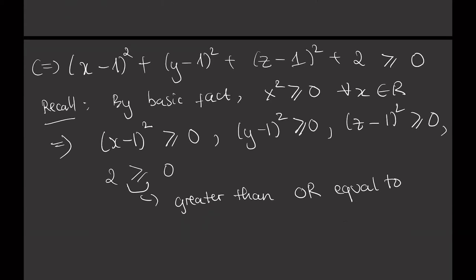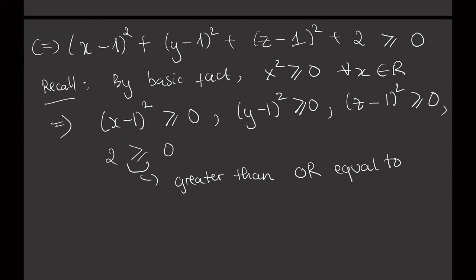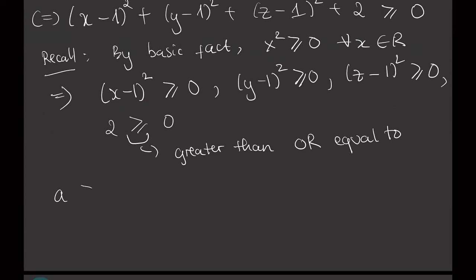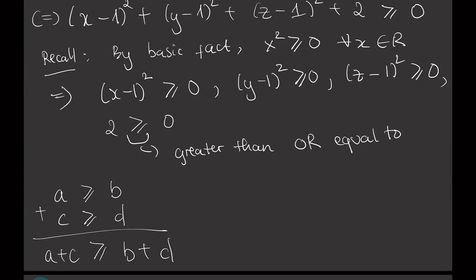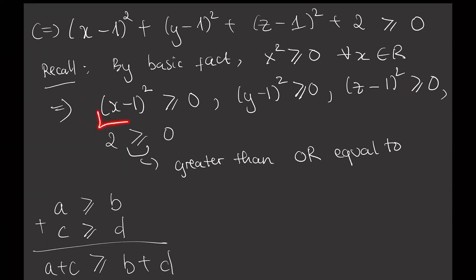So if you add everything together, you will see that the sum of them is greater than or equal to 0. Because there is a property like this: a greater than or equal to b, c greater than or equal to d, then a plus c is greater than or equal to b plus d. So that's why if you add everything on the left-hand side together, you will get it greater than or equal to 0 plus 0 plus 0 plus 0, which is 0.